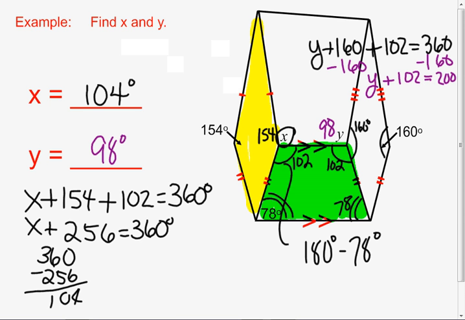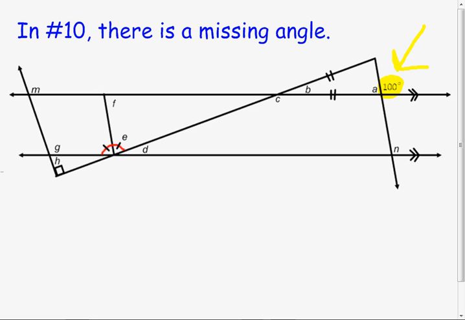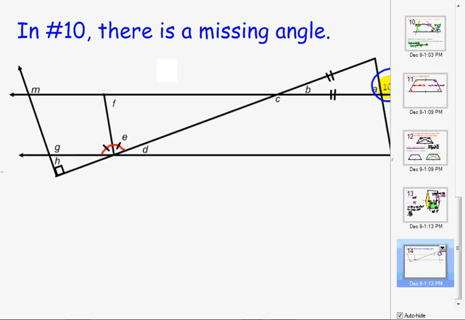You might want to go through that problem again on your own. On problem number 10, we have a missing angle. It's right over here. We need that angle to do that. So I'm not going to do that because that is a homework problem.